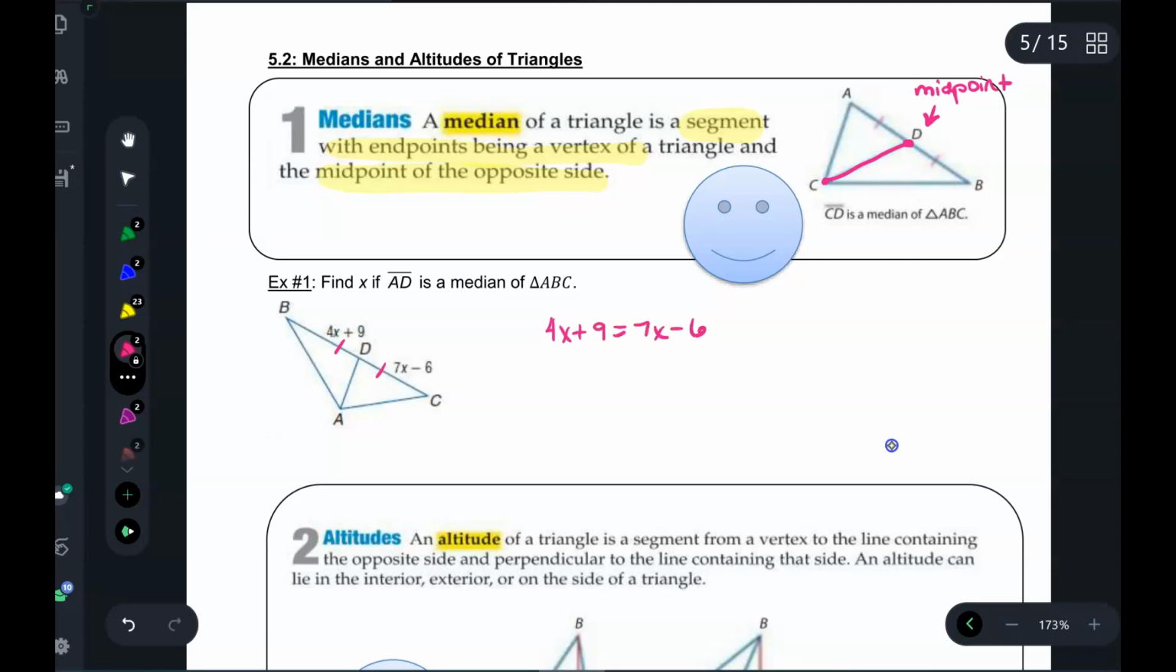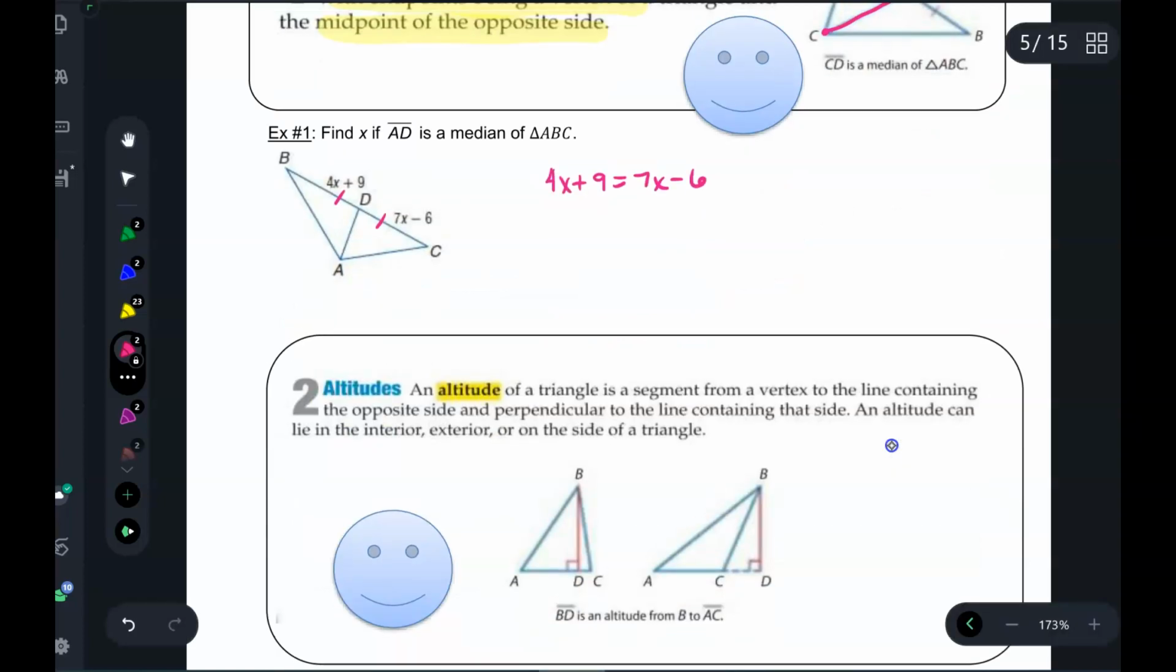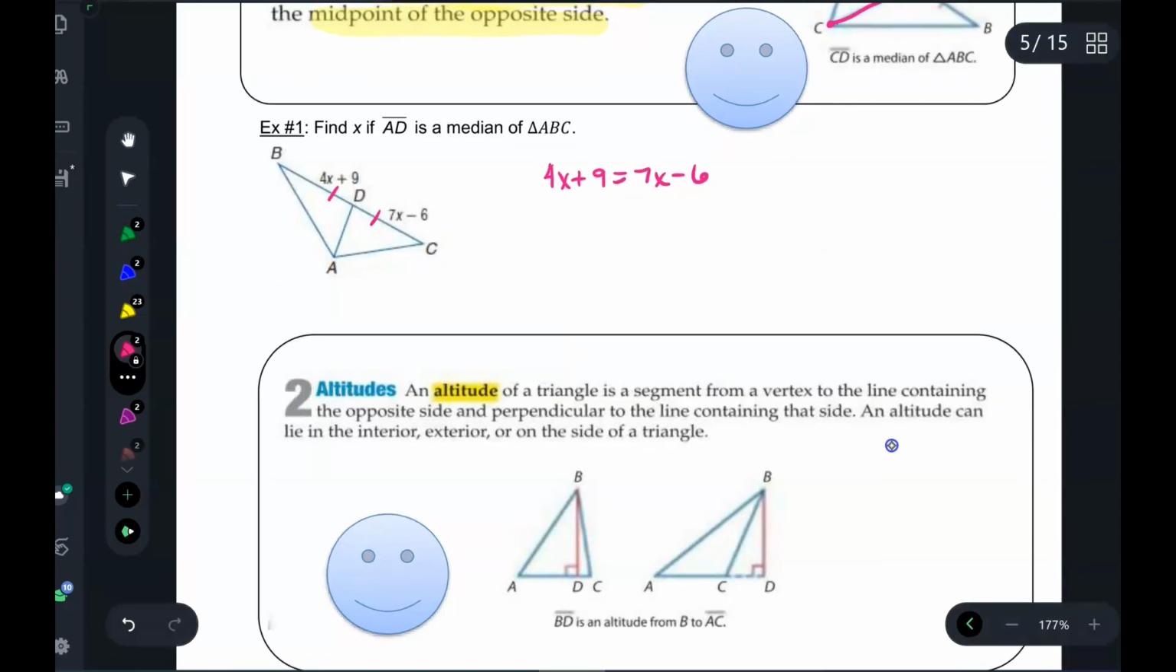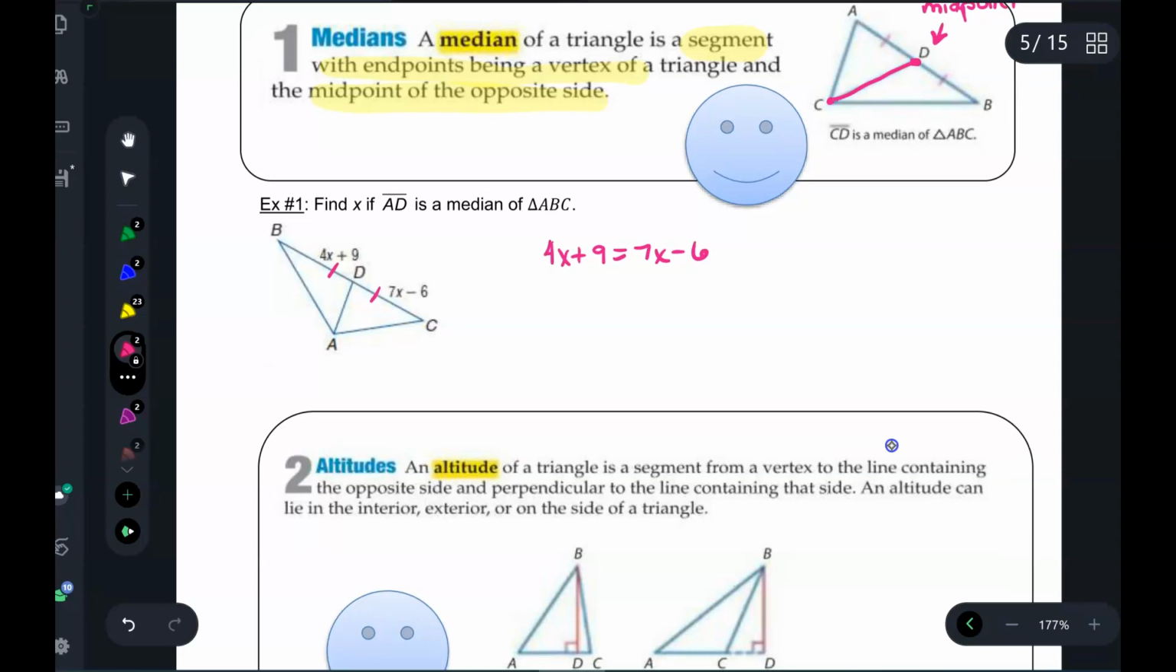Okay, so we're going to set them equal. Wait, how do you find AD? Well, I already set the angles equal to each other. Right, you can't set those two segments equal to each other. So I don't really understand. Yeah, we can set them equal to each other. No, but how do you know that those two segments are equal to each other? Because a median goes to the midpoint.